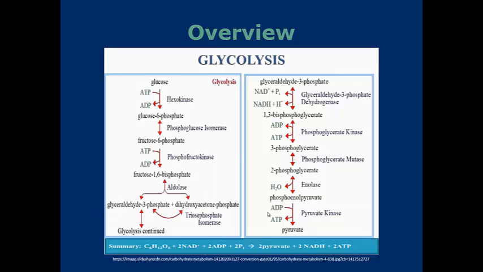Here's a quick overview of glycolysis. What I want you to look at is the summary at the bottom. You'll note that one glucose goes in with 2 NAD+, 2 ADP, and 2 phosphate, leading to 2 pyruvate, 2 NADH, and 2 ATP. That's the most important part to take away from glycolysis. Obviously, knowing all the steps is going to be very helpful, but overall, if you know the products and where these will go, that's often going to be good enough.